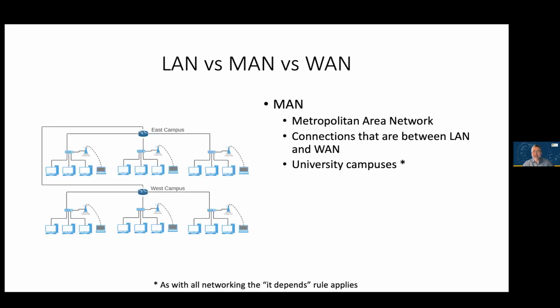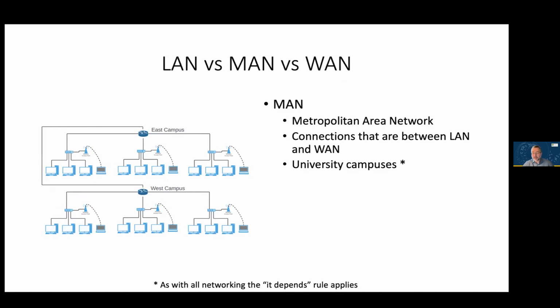Now, a MAN, a metropolitan area network, our connections are held together often by WAN links, which we'll talk about in a second, but these are larger geographic areas. So in this example, if you've got an east campus and a west campus, and there's a little bit of distance between them, this would be considered a metropolitan area network.